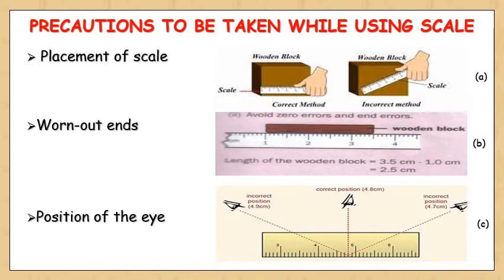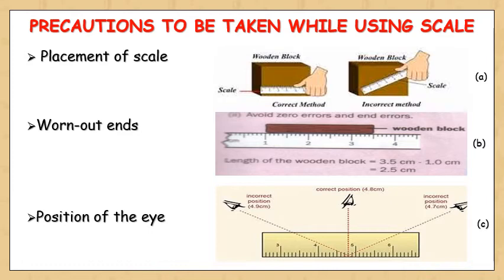other end. For example, you can see in figure B, the reading at one end is 1 centimeter and the reading at the other end is 3.5 centimeter. Therefore, the length of that wooden block is 3.5 centimeter minus 1 centimeter. So what is the final reading? The final length of that wooden block is 2.5 centimeter.